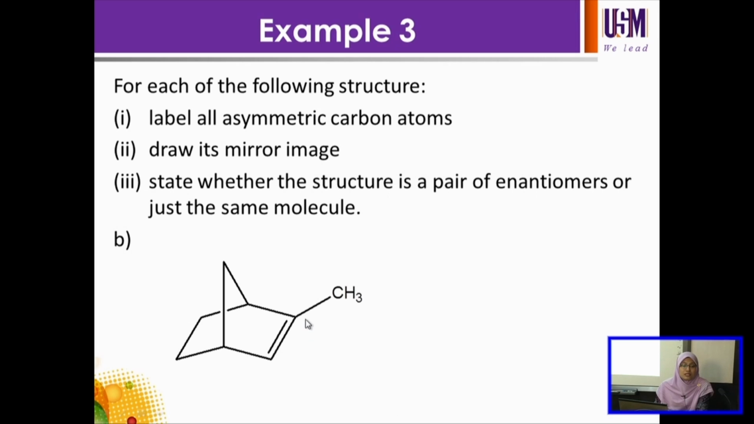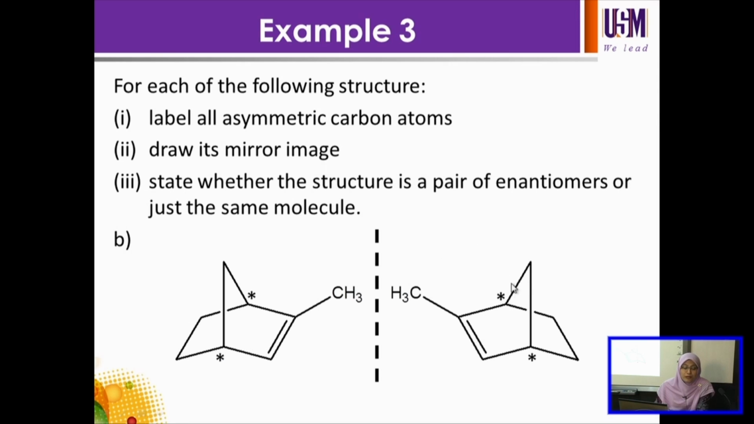Okay, what about this structure? Okay, this is a bicyclic molecule. So try to identify its asymmetric carbon. From here, we can identify that there are 2 asymmetric carbon here. Okay, so we can draw its mirror image and try to rotate, and you will see that it is non-superimposable. So this is a pair of enantiomer.